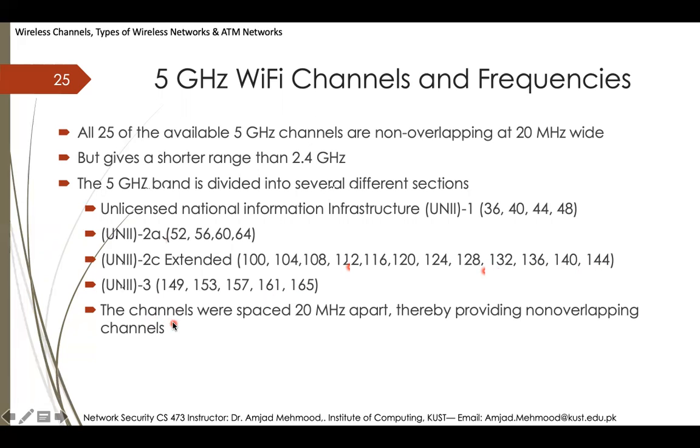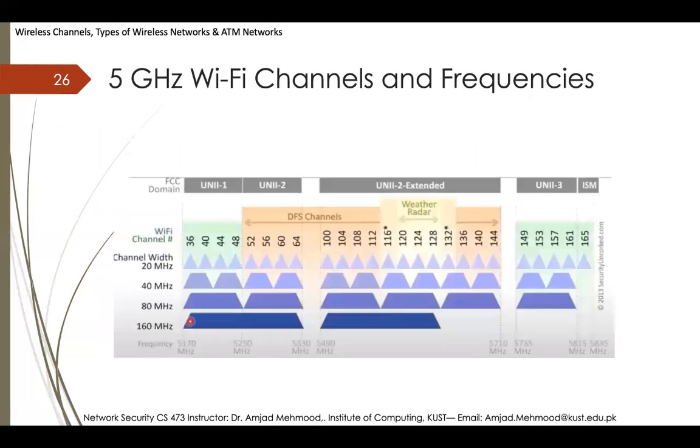These channels are spaced 20 megahertz apart, thereby providing non-overlapping channels. So they are actually non-overlapping channels. No overlapping is available, but their range is shorter than 2.4 gigahertz. Now I can show these channels in different sections, like how they are bifurcated.